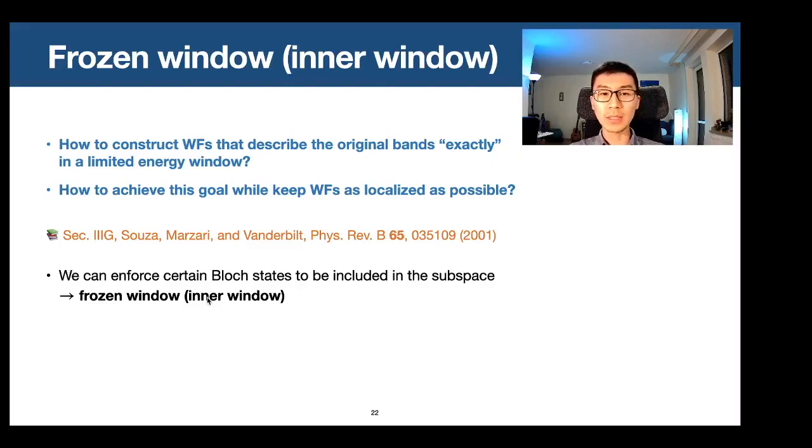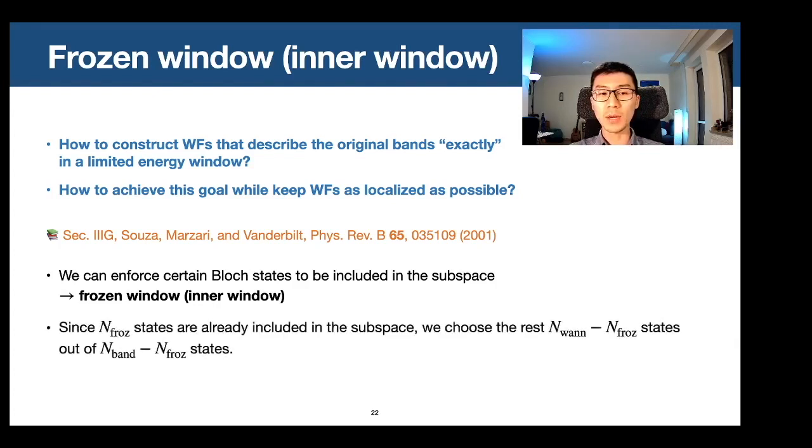Once we include these Bloch states into our subspace, because we have n frozen states already included, we are now free to choose the rest of the Wannier states out of the rest of the Bloch functions. The frozen window has to be somehow optimal, not too large and not too small. If the frozen window is big, then you achieve accuracy up to a wide energy range. But if the frozen window is too big, then the disentanglement step doesn't do anything. So you have to compromise between the two.